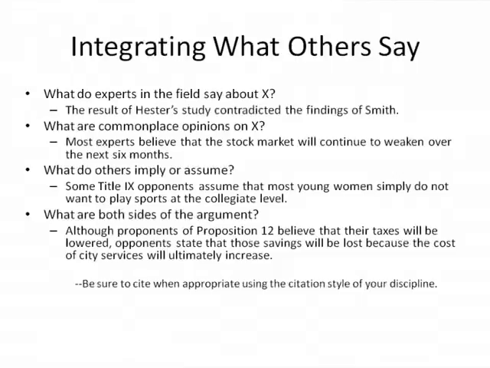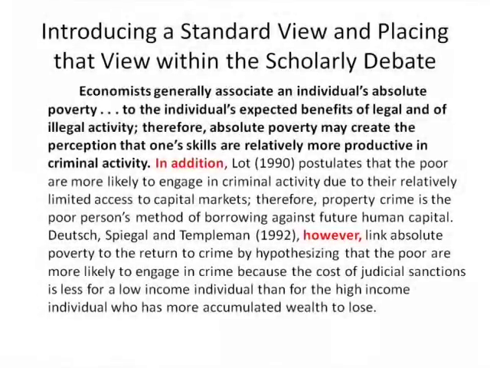Now, I didn't put any citations in here. Of course, you're going to cite your sources. I'm going to show you. This is from the economics piece. Here's an example from a real journal article, a real lit review, that starts with one of those standard statements and then leads to placing that statement into the larger conversation. And it says, economists generally associate an individual's absolute poverty, I left out some of the stuff, to the individual's expected benefits of legal and illegal activity. Therefore, absolute poverty may create the perception that one's skills are relatively more productive in criminal activity. That's the general statement. Look at the transition then.